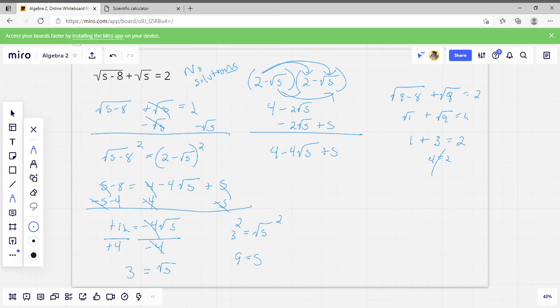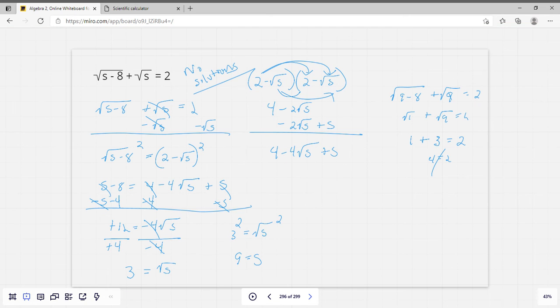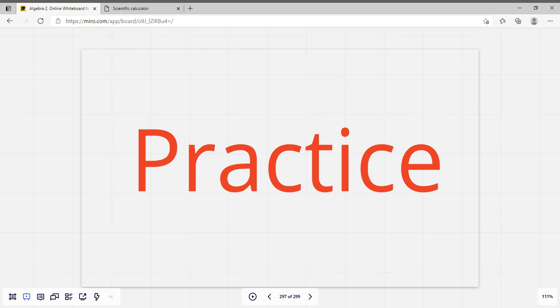So be careful with these. Sometimes you work the whole thing just to find out that it doesn't work. Always put it back in and work it. Alright, go ahead and pause the video and do the practice problem. There are just 2 of them.